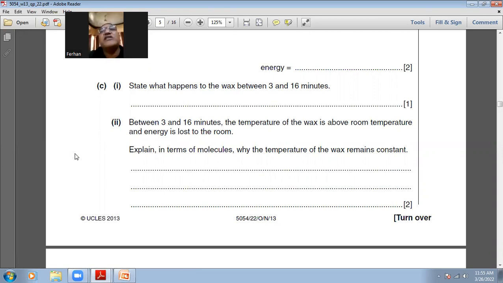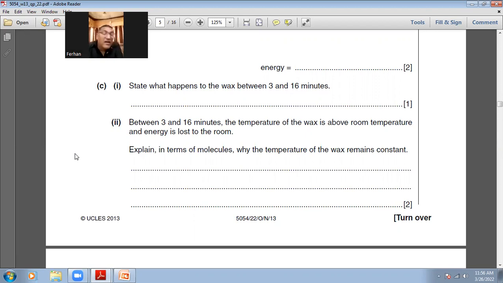He says between 3 and 16 minutes, the temperature of the wax is above the room temperature and the energy is lost to the room. Explain in terms of molecules why the temperature of the wax remains constant. You see, when the state is changing and it's cooling, the liquid is converting into solid during those 13 minutes, 3 to 16, the heat was given out from the liquid wax, but the temperature of the liquid wax was not dropping.